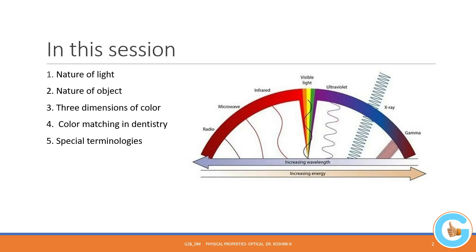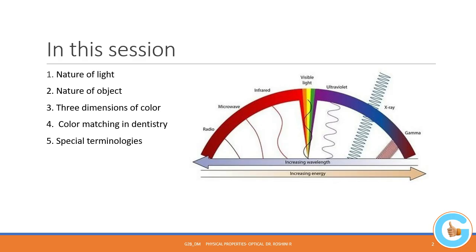One is the nature of light as an electromagnetic radiation, how it is perceived by the human eye, how it reacts with the object, and how various shapes and colors are identified. So, only when we understand this concept of visualization from the human retina to the brain, we will be able to understand the theoretical concepts of optical properties.